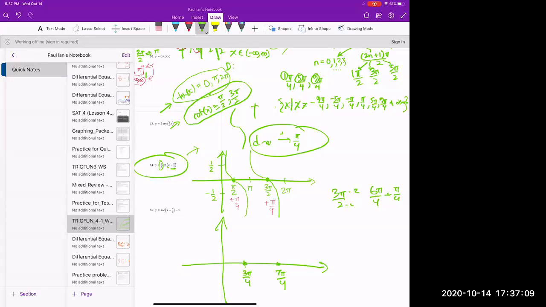And your asymptotes are going to be at pi over 4. Let's say 4 pi over 4 plus pi over 4, that's 5 pi over 4. That's your asymptotes. Like that. And then 8 pi over 4, 9 pi over 4.